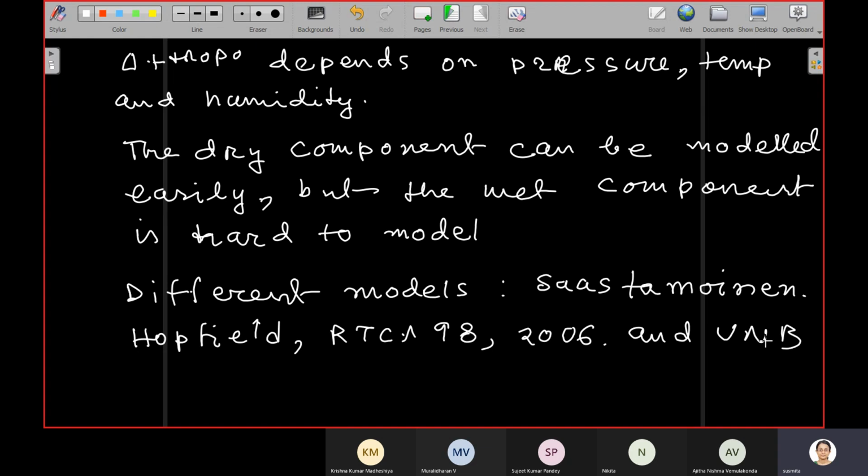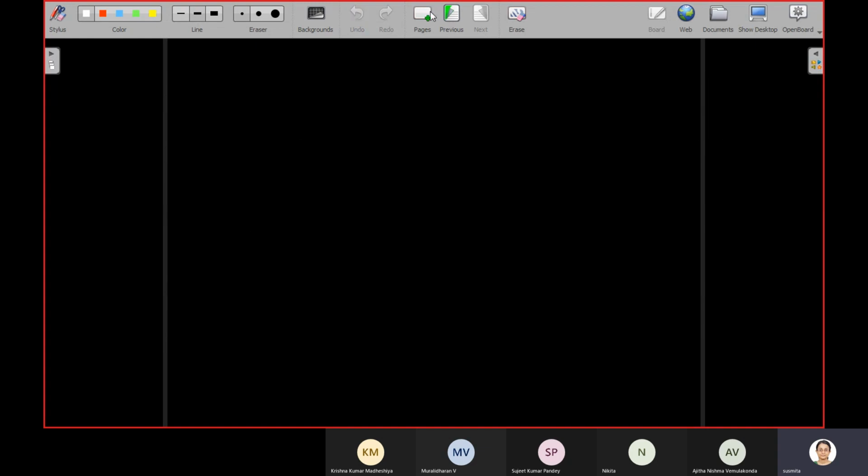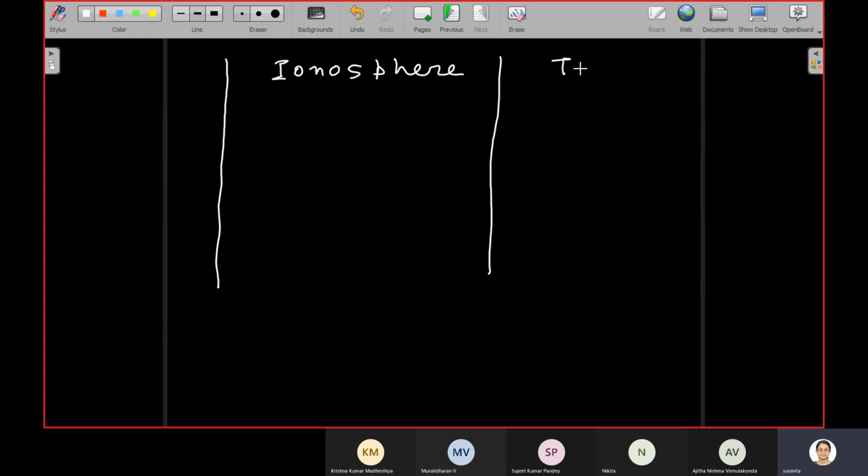Okay. So that's all about the troposphere. We'll conclude this topic with a comparison of the two layers of the atmosphere as far as GNSS is concerned. So we have ionosphere and troposphere, and we are going to compare their effects with respect to some features.